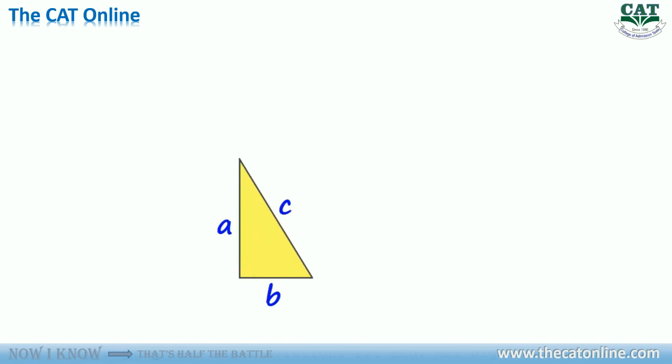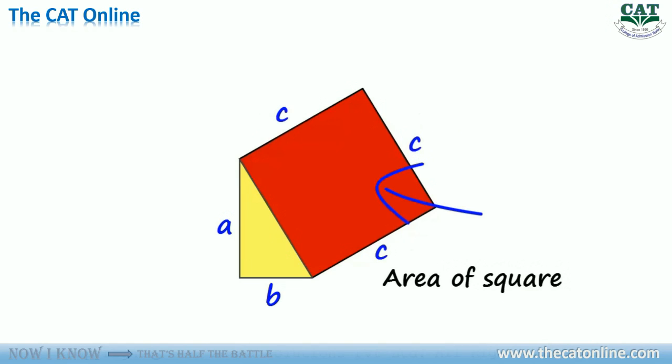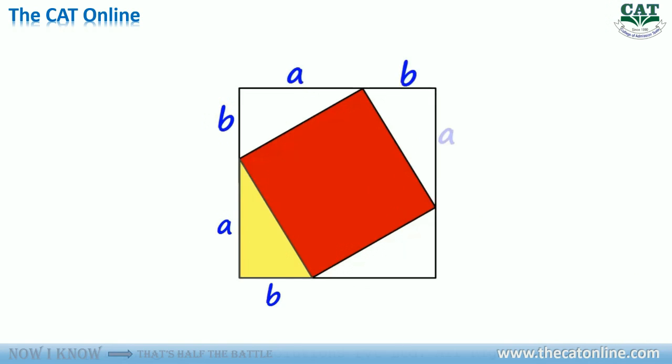To prove this, let's draw a square with the hypotenuse as the side. These three sides will also have C as their length. The area of this square will be C squared. With this done, let us complete the bigger outer square. This will be B and this will be A. B and A and B and A.